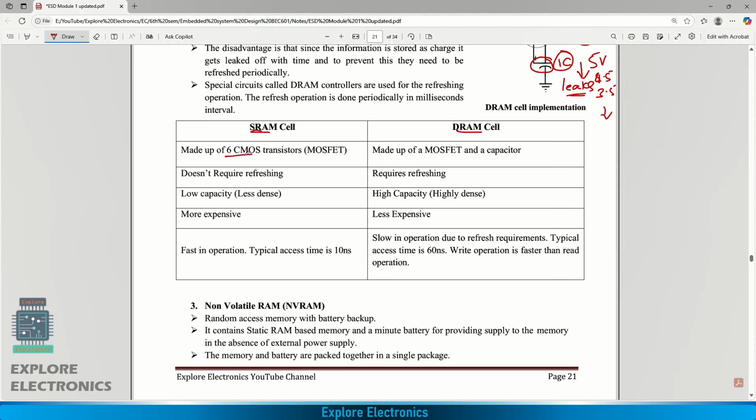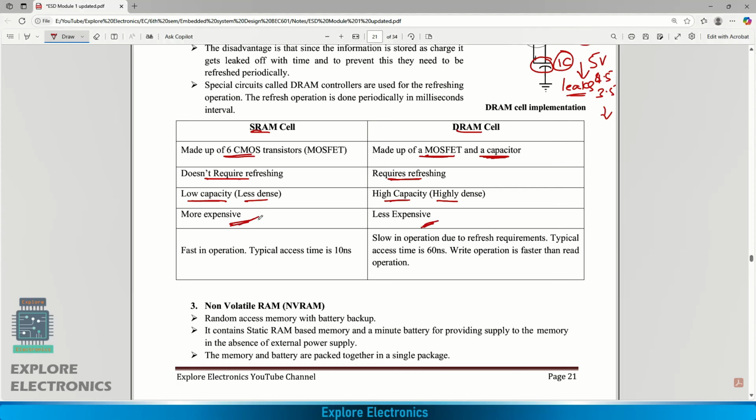You can see SRAM is made up of 6 transistors. Here DRAM is made up of a single transistor and a capacitor. SRAM doesn't require refreshing, DRAM requires refreshing. So this SRAM cell is used for low capacity, less dense memory, and DRAM is used for high capacity, means higher end memory systems are using dynamic RAM. Okay, SRAM is most expensive. DRAM is less expensive because of fewer transistors, just a transistor and a capacitor.